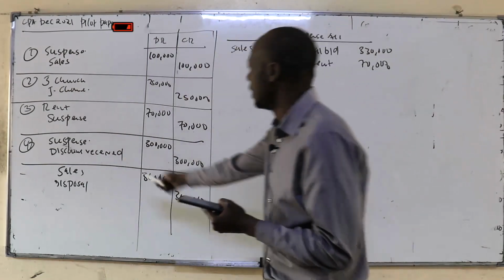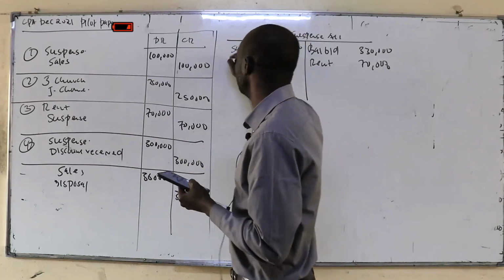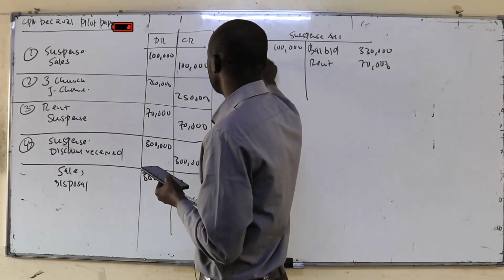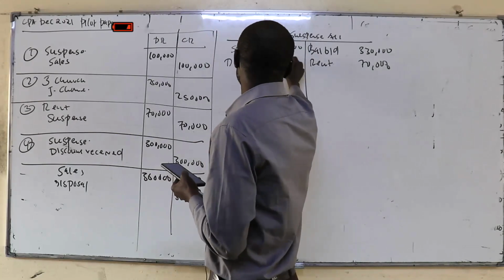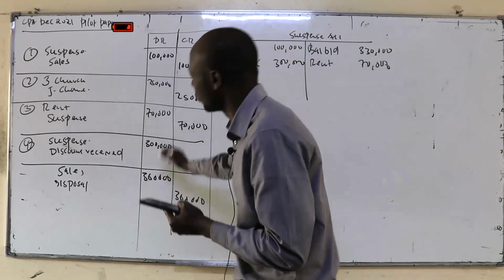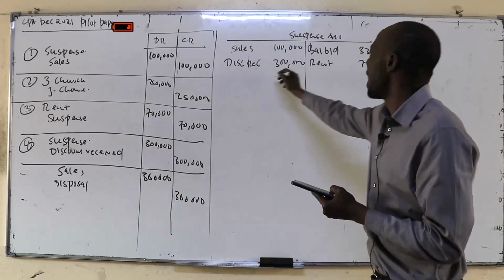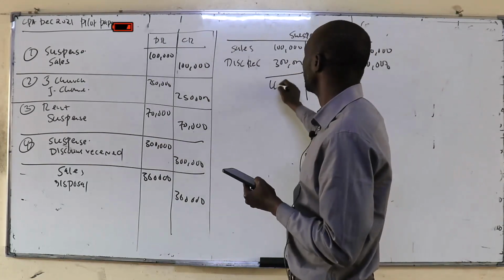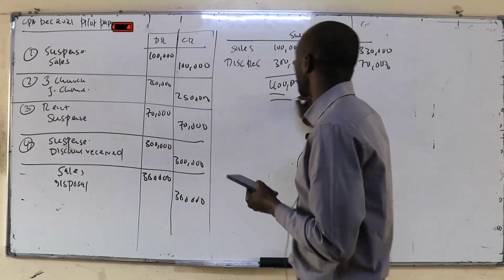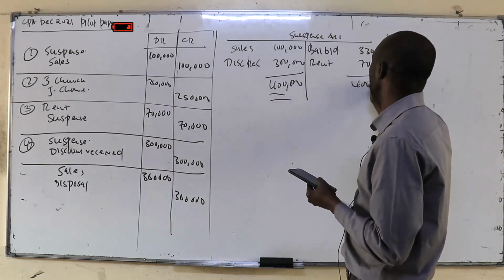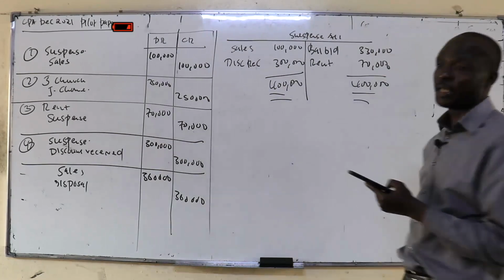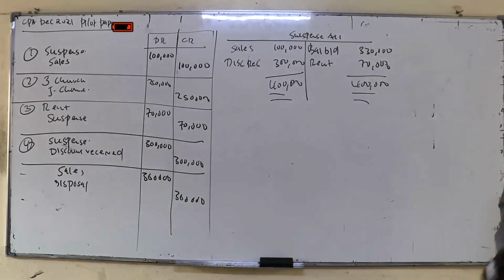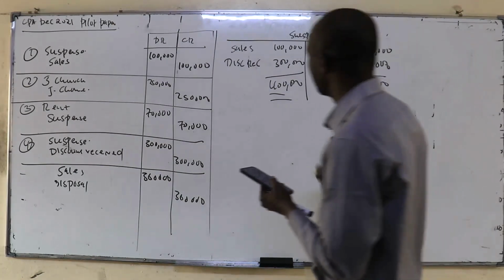Haya, tunakuja hapa. Kuna nyingine hapa. Tunaandika hapa discount. Discount received ngapi? 300,000. Kuna kitu kingine? So unakuja una add zinafaa zibalance. Itakuja 400,000 hapa. So hivyo ndo tunatengeneza suspense. Sawa. Aya, tuende kwa statement of corrected net profit.